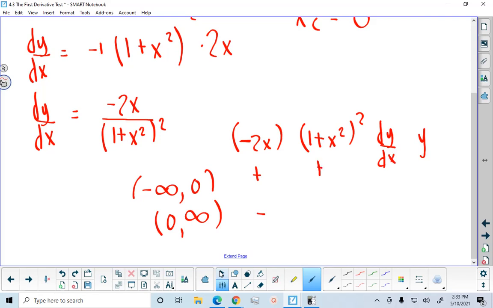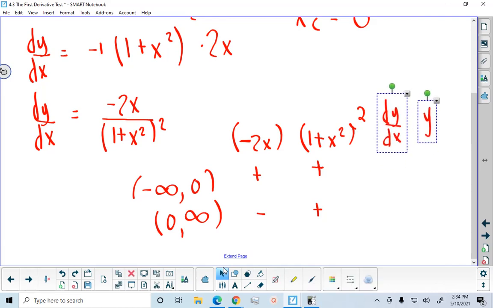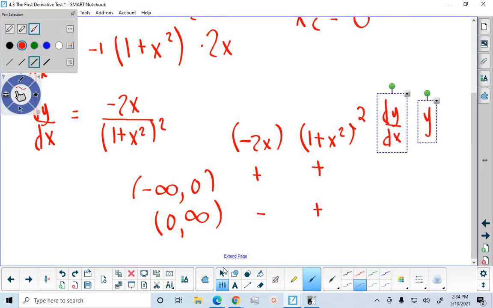1 plus x squared, quantity squared, is always positive because you're squaring something. Well, it's also positive because 1 plus x squared would always be positive. So you know what? Even if this were 1 plus x squared cubed, it would still be positive everywhere, because 1's positive and x squared is positive. Multiplying across the top, plus times plus is plus, and on the bottom row, negative times positive is negative.